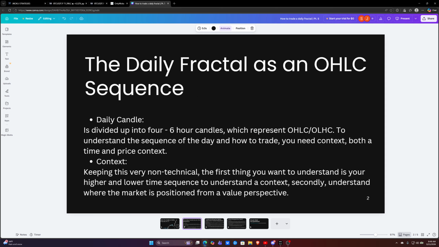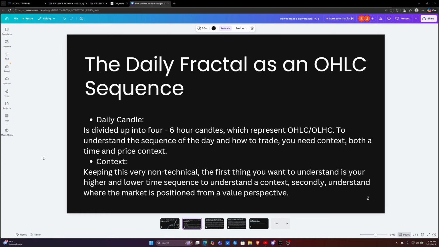Right, so the daily fractal is an open low high close or open high low close sequence. So remember, guys, the daily candle and any fractal whatsoever is divided up into four parts. And for the daily, that's going to be your 4 6-hour candles. Now, these are going to represent open high low close or open low high close. Guys, we've talked about this in the prior videos. If you're new to this series, just go back and watch those through. It'll give you complete context into what we're talking about.